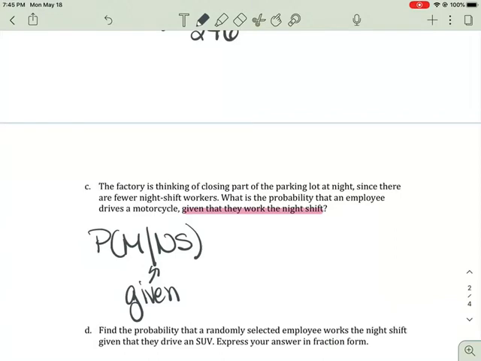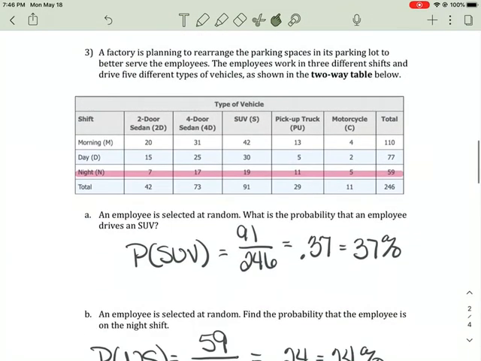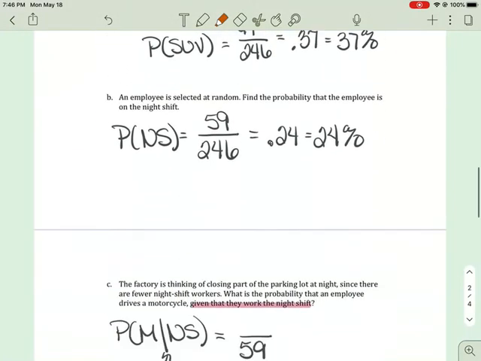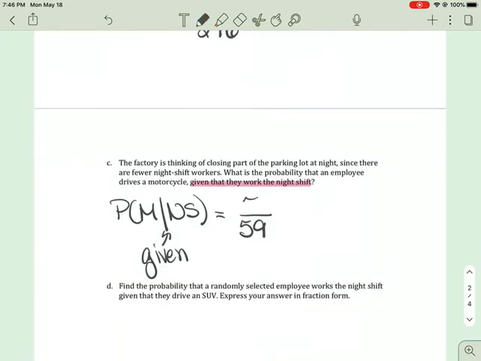So we have 59, okay, night shift people. And out of those 59, let's come here, out of those 59, 5 of which ride a motorcycle. So that's going to be our numerator. Okay, so it's motorcycles that work night shift. Okay, so 5 over 59, we're going to get like 0.08. We're going to round that to 8%.